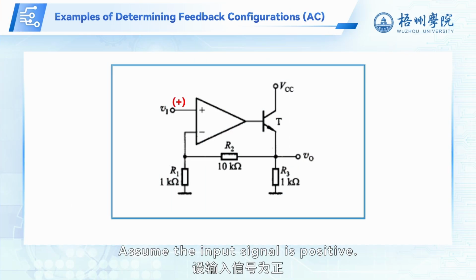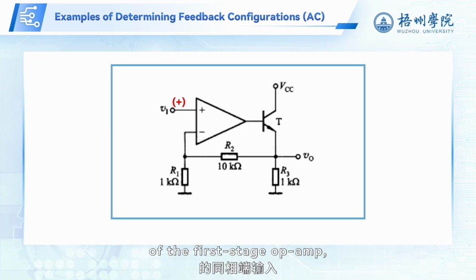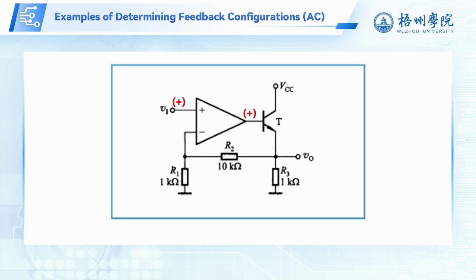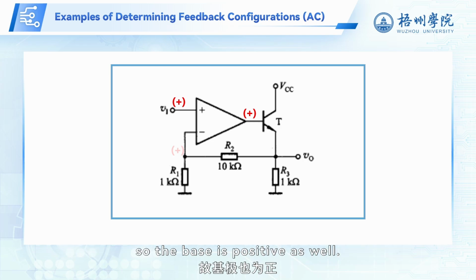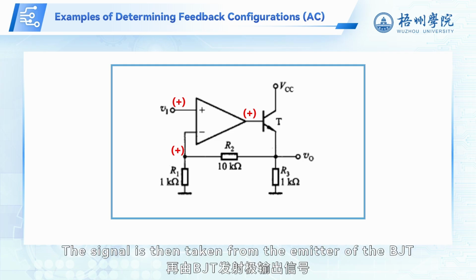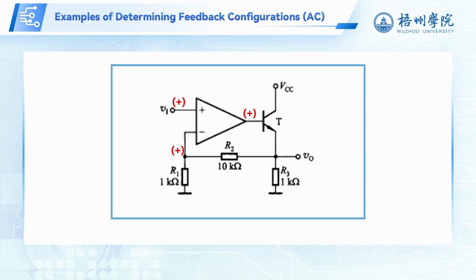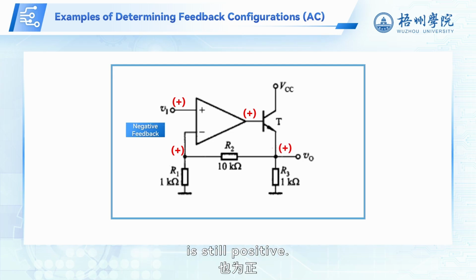Assume the input signal is positive. Since it enters the non-inverting input of the first stage op-amp, the first stage output will also be positive. This output is then applied to the base of the second stage BJT, so the base is positive as well. The signal is then taken from the emitter of the BJT and fed back. The emitter is in phase with the base, so it is also positive. Passing through the feedback network, the feedback signal that reaches the op-amp's inverting input is still positive.